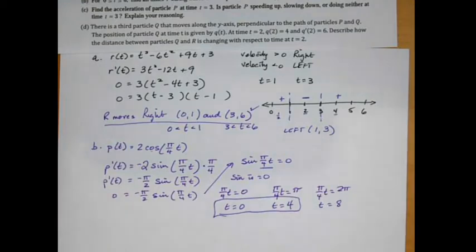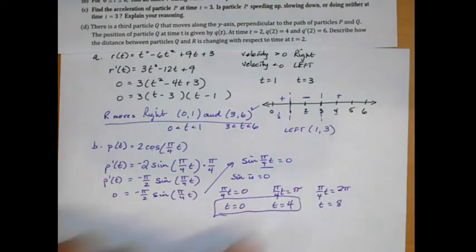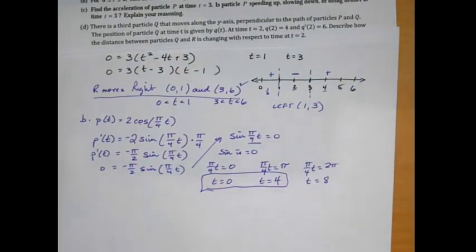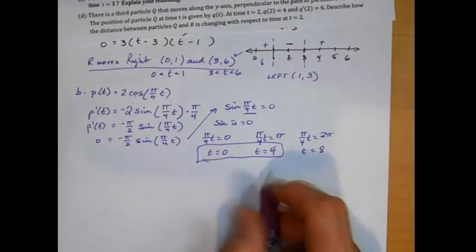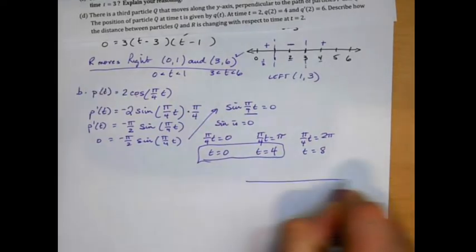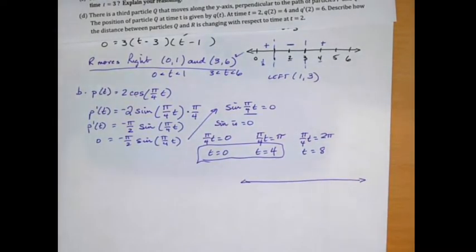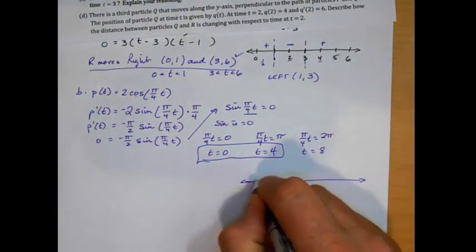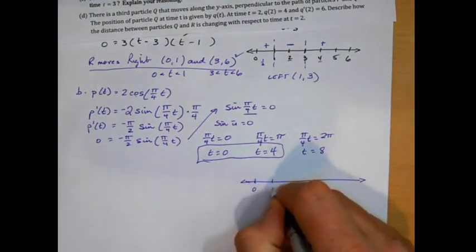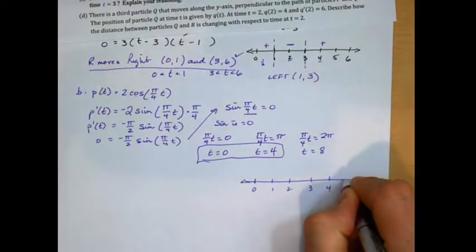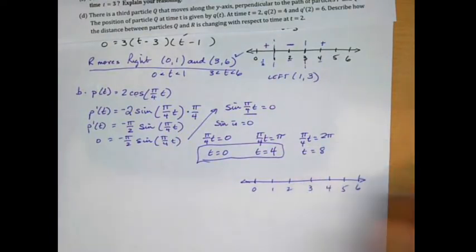Okay, so let's do a table, and then we're going to take this table and overlap it, and see where it moves in opposite directions, where the signs are going to be negative. So 0, 1, 2, 3, 4, 5, and 6.